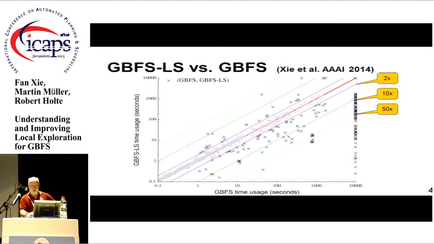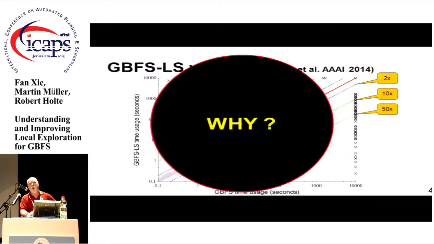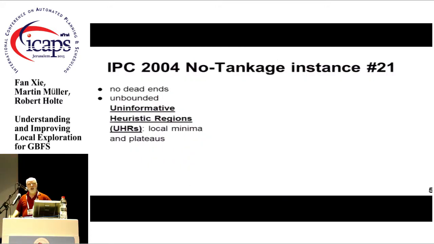So that was what we did in reporting in 2014, but we didn't have a good explanation for what was going on. That's the contribution that we made here in this short paper: we have at least one explanation which applies in quite a few of these instances where we got the big win. To start telling you what the insight was, I'm going to focus on a single IPC instance. This is from the 2004 no tankage competition, and this is instance number 21.